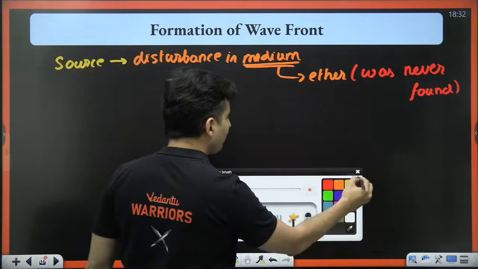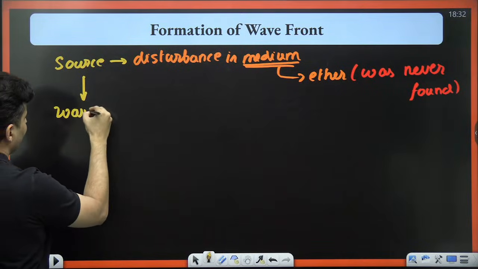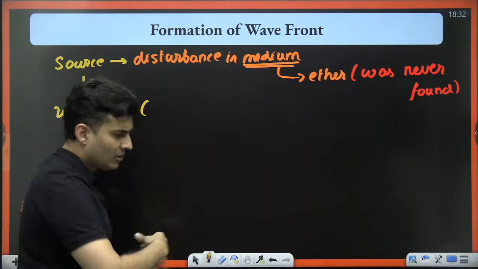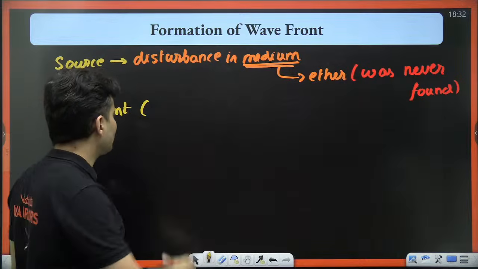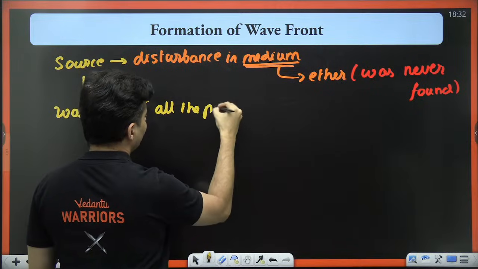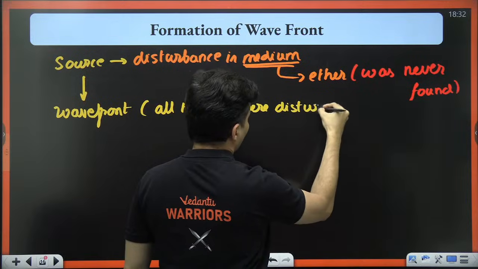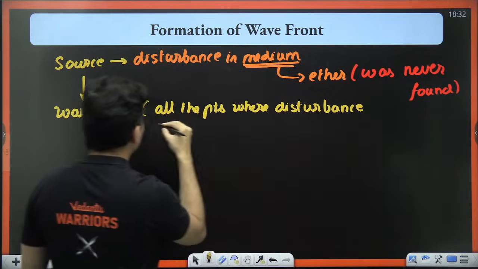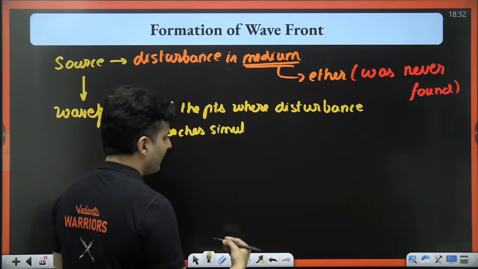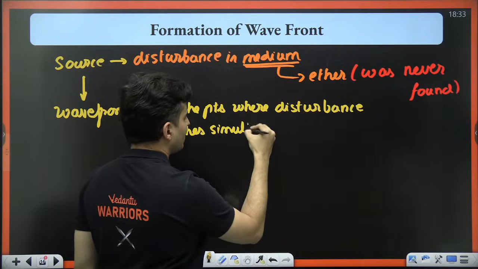Keep that in mind. Also, apart from that, a source creates a wavefront. A wavefront is nothing but all those points on that medium which have the same phase. So a wavefront is all the points where the disturbance reaches simultaneously. So they are in the same phase. The disturbance reaches all of them together simultaneously.